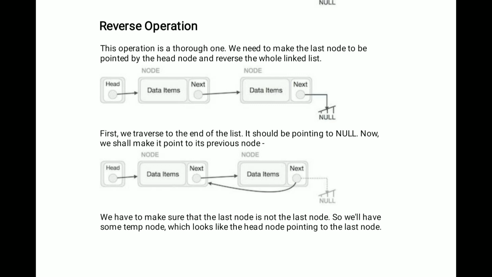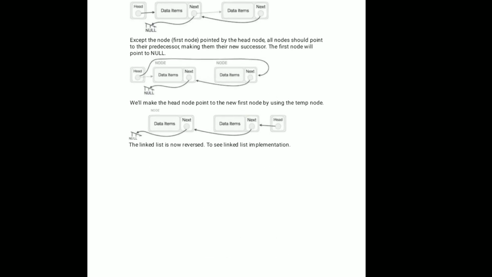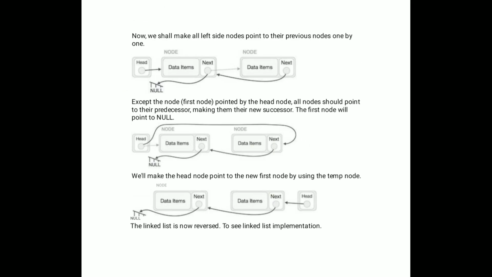We successfully perform the reverse of the linked list. See here, suppose we have the head node, A node, B node and null. Suppose I want to reverse this entire list. First you have to interchange the A node and the B node, as shown in the figure.